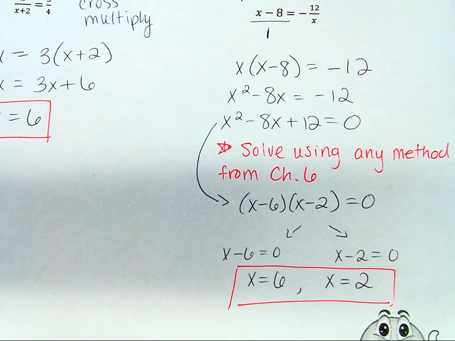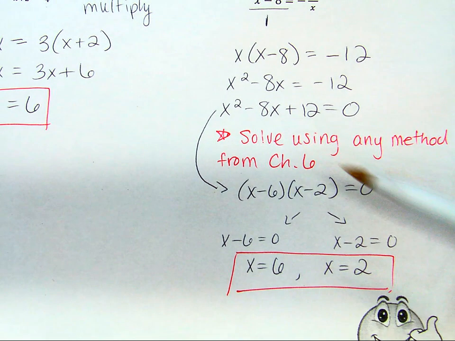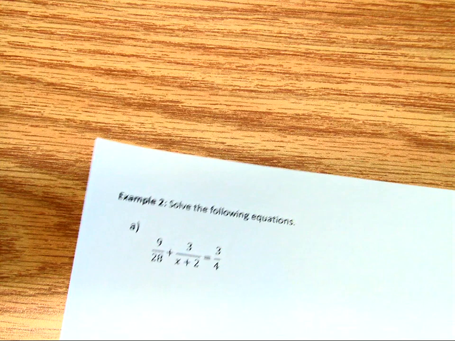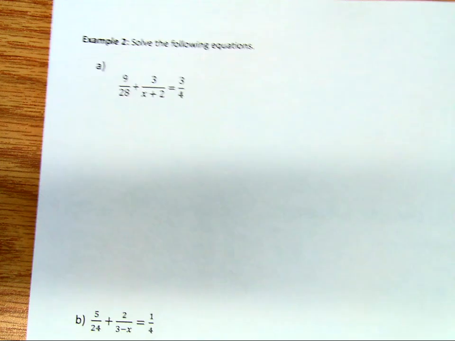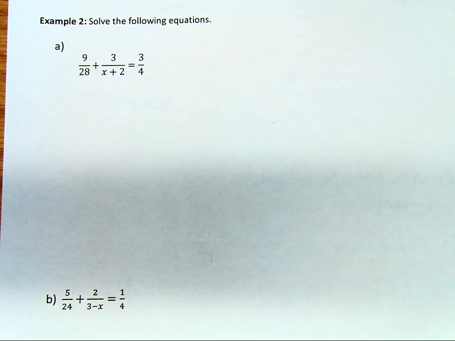There we go. Okay, so another cross multiplication one. This time we ended up with a quadratic, and we were still able to solve. Okay, if you flip your paper over, we're now going to solve one that's a bit more complex.